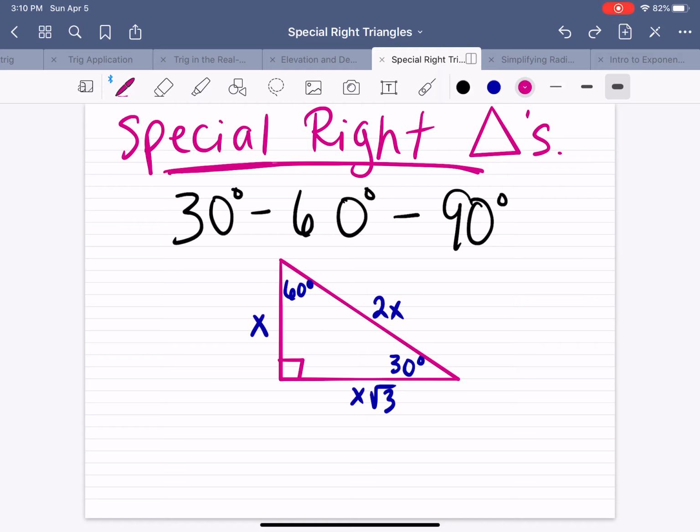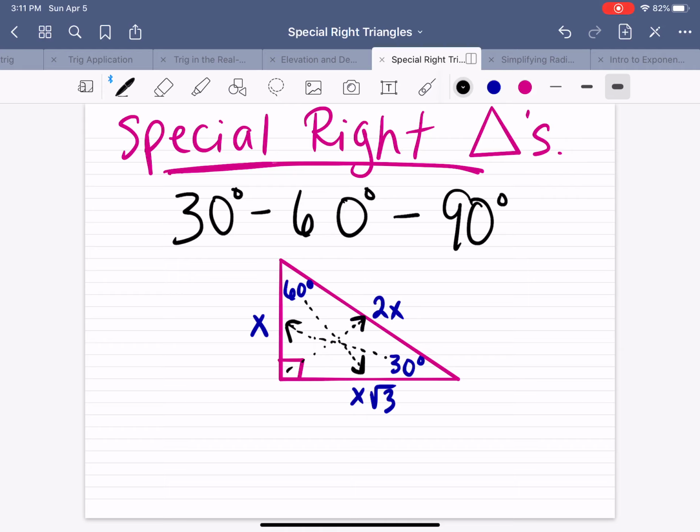Of course, since it's a right triangle, you can use SOHCAHTOA. But these properties for special right triangles will help you save time, especially on tests like the SAT and ACT. Here's what you have to know. The side across the 30-degree angle, you label X. The side across the 60-degree angle, you label X times the square root of 3. And the hypotenuse, the side across the 90-degree angle, you label 2X.